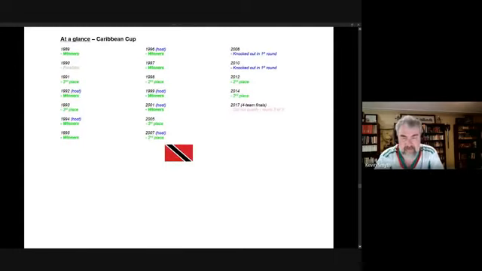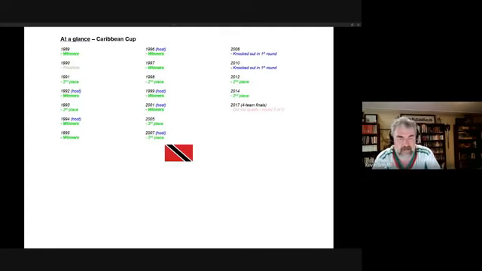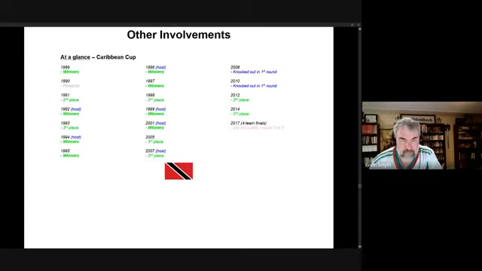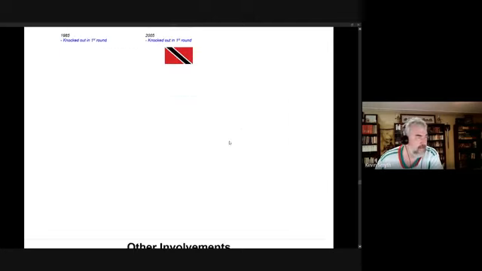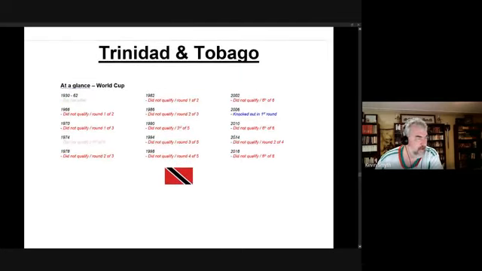And they won the Caribbean Cup 8 out of its 19 editions. 8 out of 19. Wow, so impressive. Yeah, they really ruled that cup. Although that cup is now defunct and they have to qualify through the Nations League. Let's go back to the World Cup and take a slightly closer look.